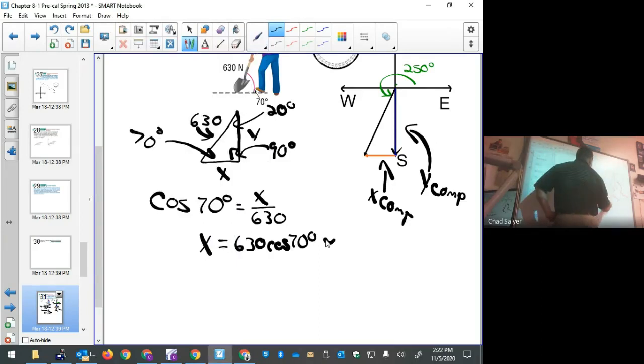215.5. And it's in the same units, and this is newtons.